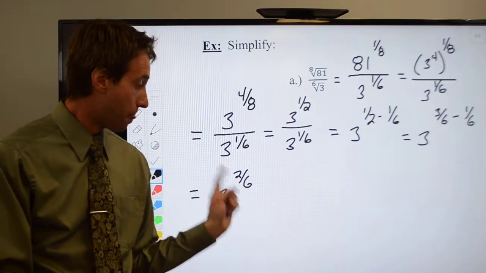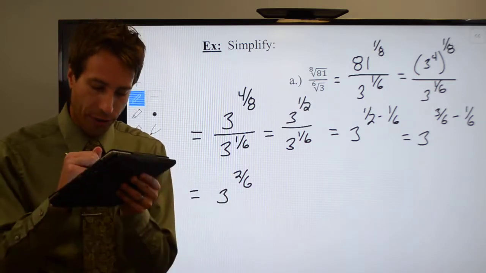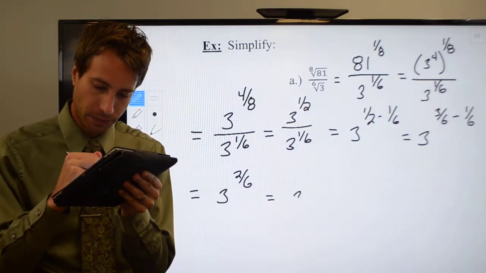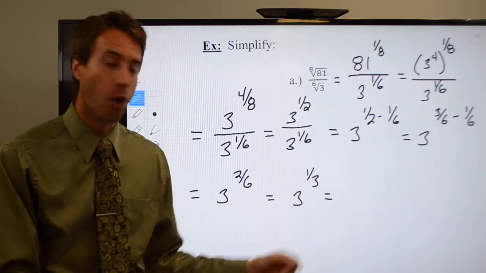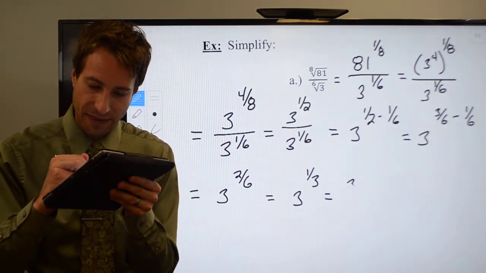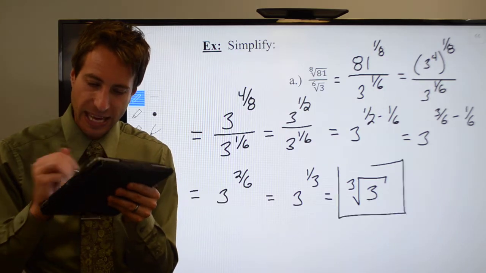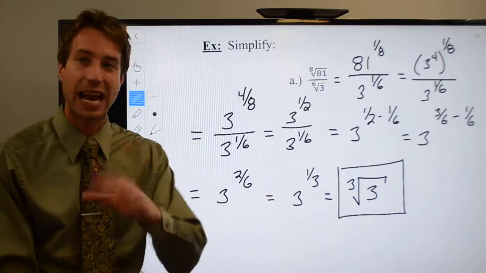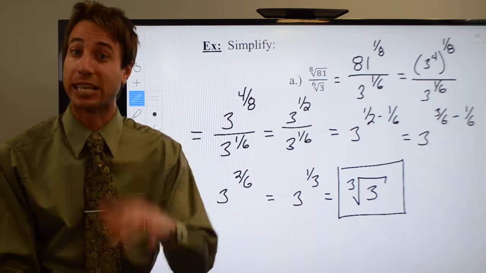Actually, hang on. That simplifies. 2/6 will reduce to a 1/3. Awesome. And we know what 1/3 is. I take the denominator, rewrite it as the index, and I have the cubed root of 3. That's going to be as far as you can go with that one. Again, I apologize about messing up that exponent. My bad. I'm just glad we caught it.